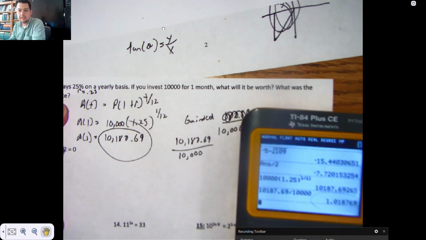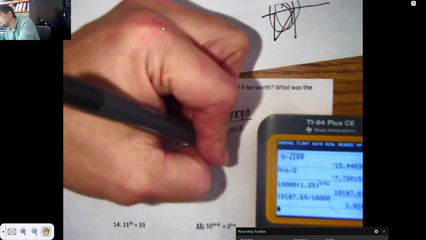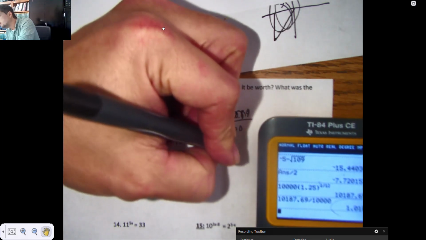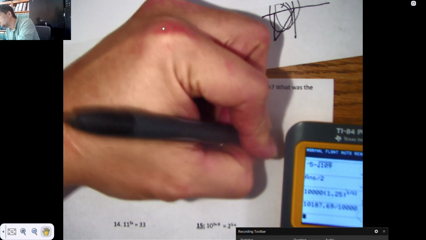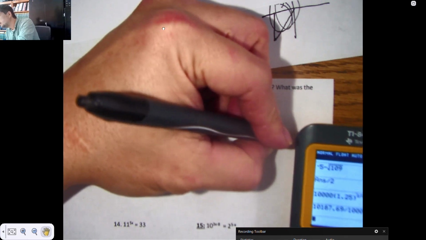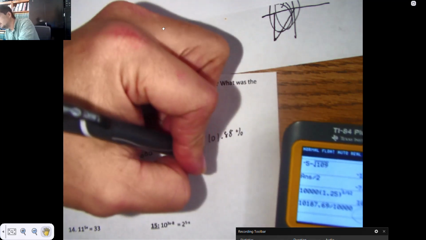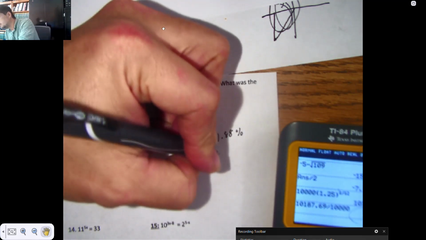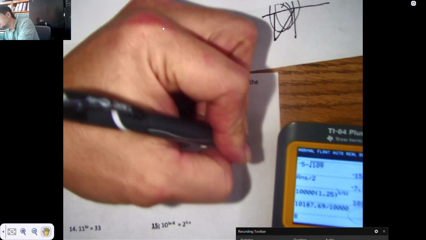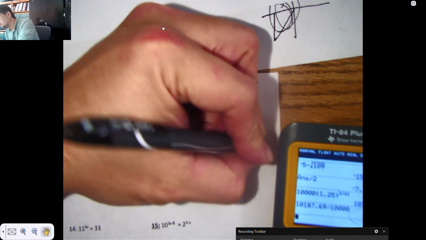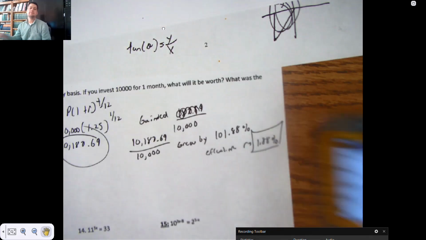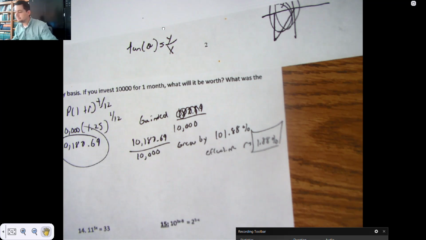There's what happened here. So I grew by 101.88%, which means that the effective rate was 1.88. That was the effective rate, 1.88%.